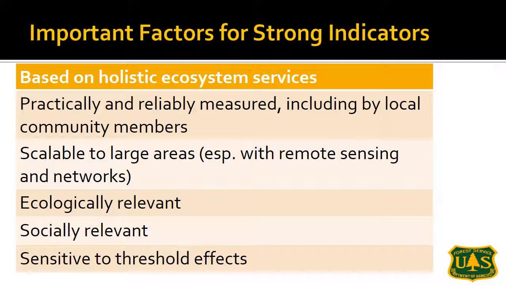So some important factors for strong indicators: basing them on holistic views of ecosystem services, having them being practically and reliably measured, including by local community members where possible, making them scalable to large areas, especially using remote sensing or large networks of people doing monitoring, making sure that they're ecologically relevant as well as socially relevant and sensitive to threshold effects, where we can really catch when a system is changing in a significant way that would affect either ecosystem processes or social well-being.